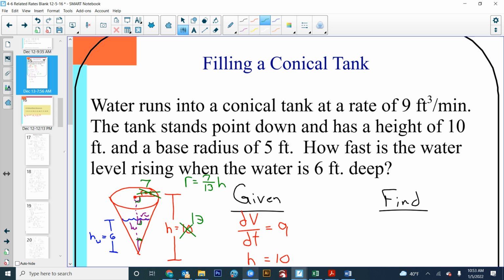Related rates. Balloons, so spheres, cones, triangles that have to do with sides, triangles that have to do with angles. Okay, those are the main types you're going to see.